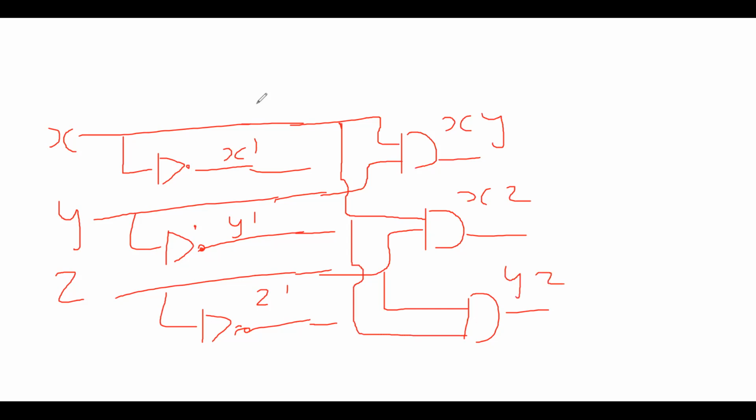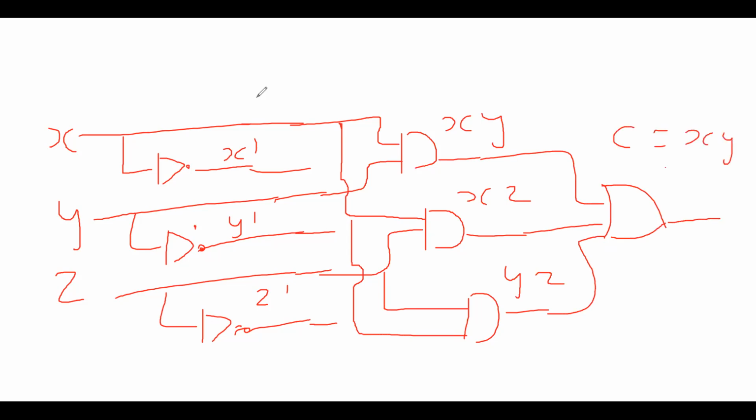And then all these three are ORed together. So I connect an OR gate, a 3 input OR gate. So here I get my carry, which is xy plus xz plus yz. Is this clear?